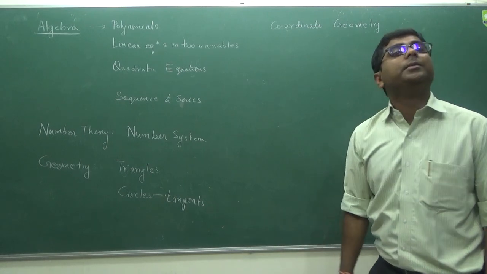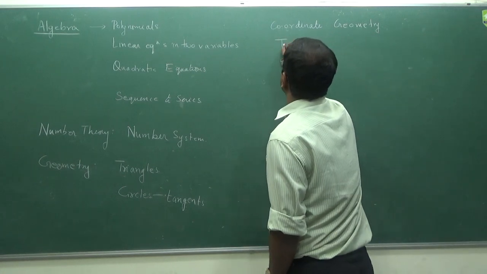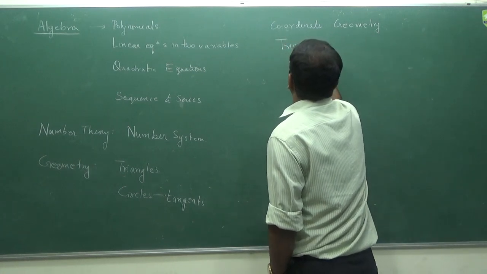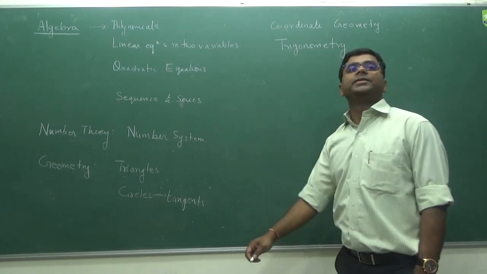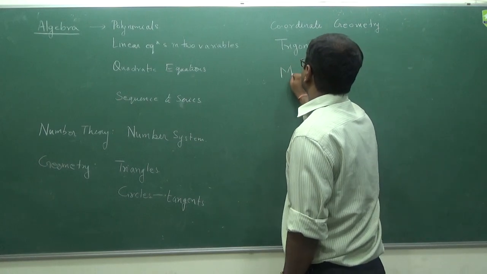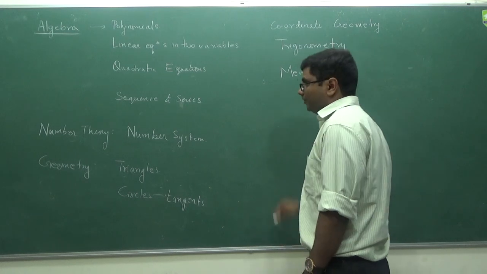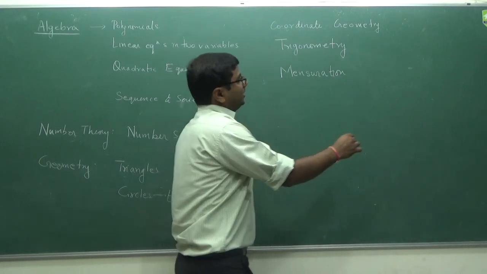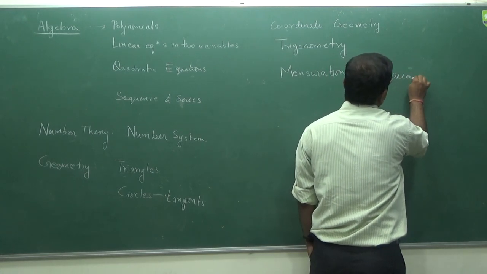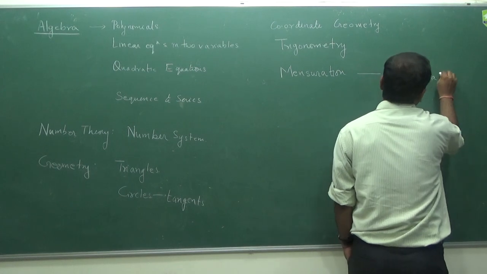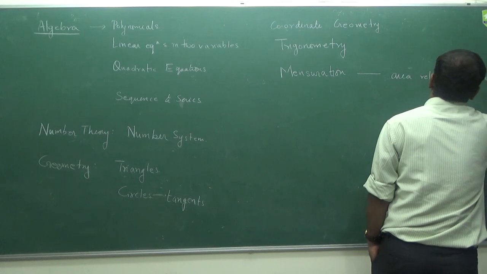What is trigonometry? Trigonometry is separate. So this is trigonometry. Then we have something called mensuration, areas and volumes. And then in mensuration itself there is one other chapter called area related to circles. So we'll talk about lots of circles.